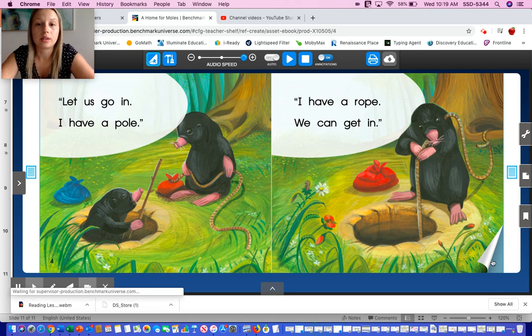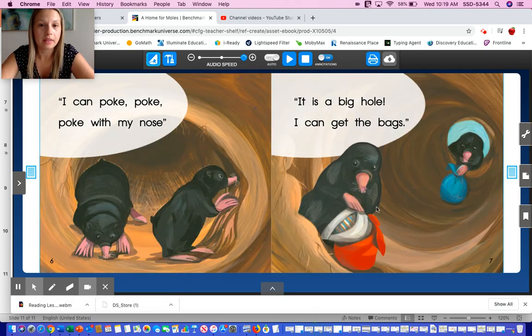So let's find out what they're doing. I think they were just climbing down the rope to get in the hole. Let's see what they're doing now. Finger underneath capital I. I can poke, poke, poke with my nose. And if you take a look at the illustration, they're poking with their nose. What are they poking? They're poking the dirt, right? Because they're underground. Next page.